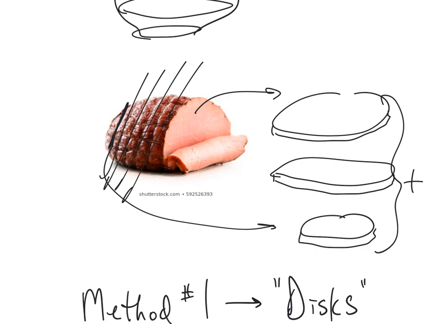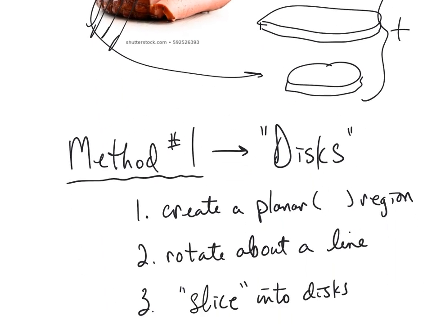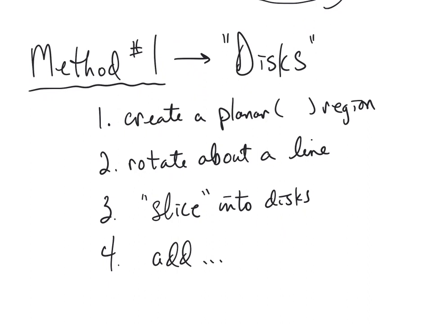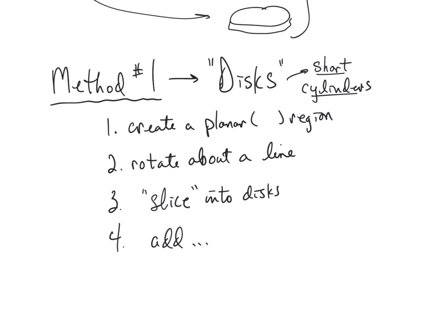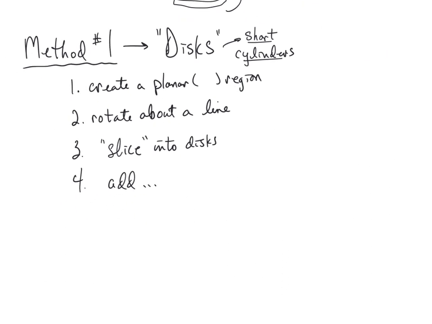So we're going to find volumes in this fashion using two methods. The first is called disks. Disks essentially are just the name we give in calculus to really short cylinders. Whoops, sorry, spelled that wrong. Try that again. Really short cylinders are going to be called disks. And the process we're going to use is this one. We're going to create a planar region.